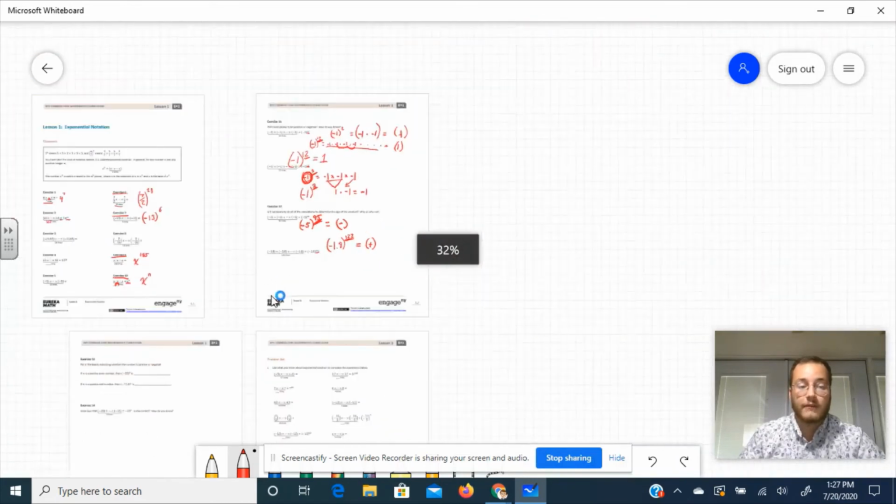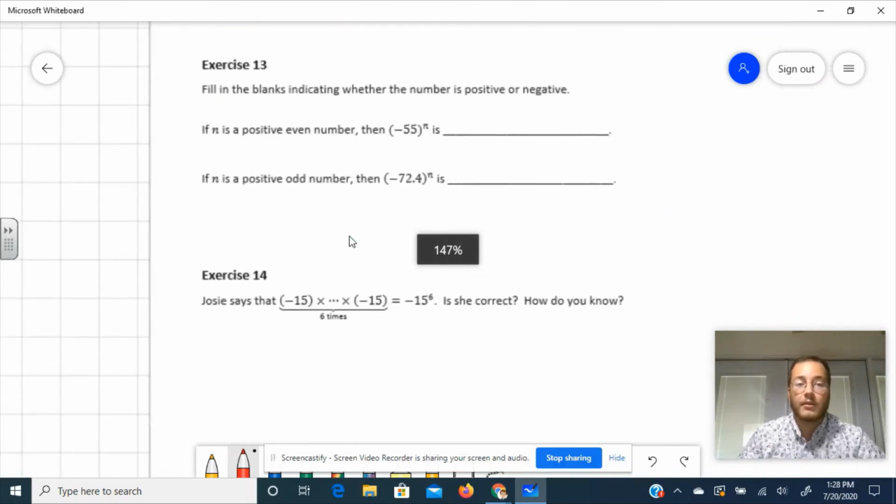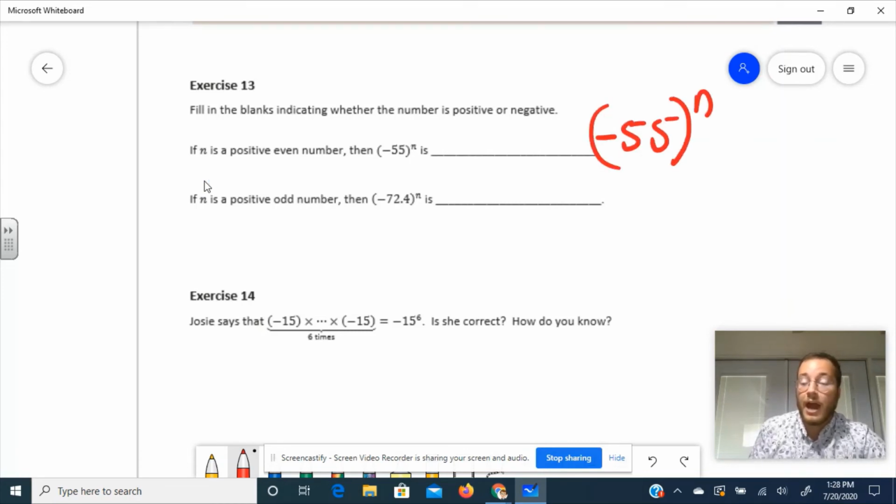All right, guys, we're going to finish up with our last few exercises. Fill in the blanks indicating whether the number is positive or negative. If n is a positive even number, then negative 5 to the n power. I don't know what that number is, but over here it says it's a positive even number. So that means I have a negative number to an even power. So what is the sign going to be? It's going to be a positive number because it's an even number in the exponent.